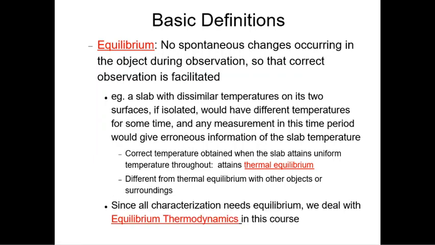Right? And since all characterization needs equilibrium, any measurement would actually need equilibrium, because I cannot keep measuring things which are running away. So I need them to be in equilibrium at least for the duration of the observation. So if I'm, for example, measuring the change in temperature of a slab with time, then I need an assurance that at any instant when I'm measuring the temperature, the instrument that is measuring the temperature is in equilibrium with the point whose temperature it is measuring.